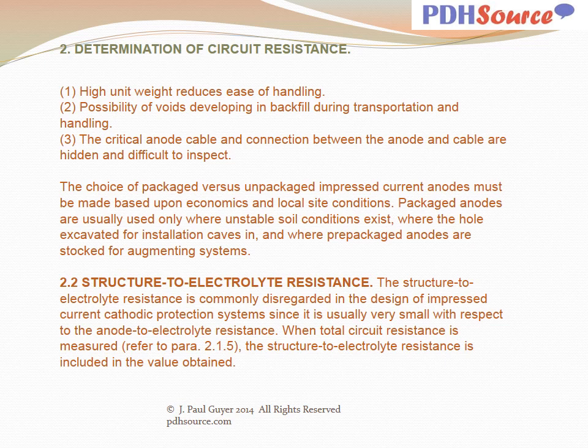With regard to the structure to electrolyte resistance, it is commonly disregarded in the design of impressed current cathodic protection systems, since it is usually very small with respect to the anode to electrolyte resistance. When the total circuit resistance is measured, the structure to electrolyte resistance is included in the value obtained.